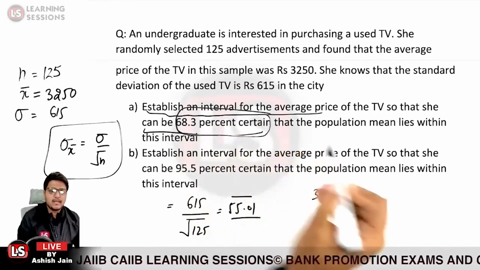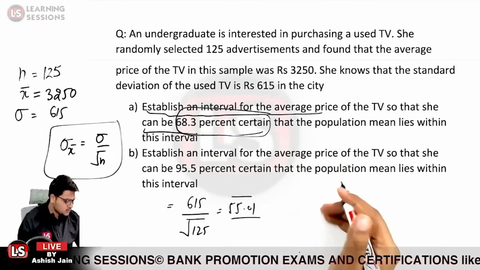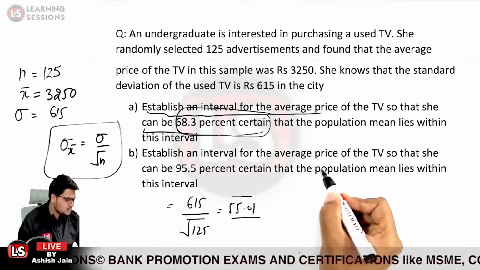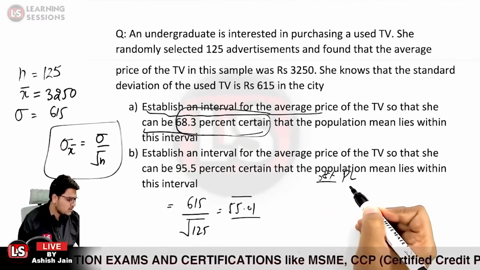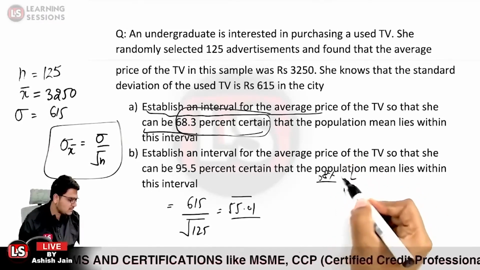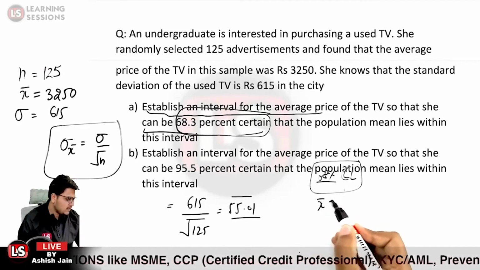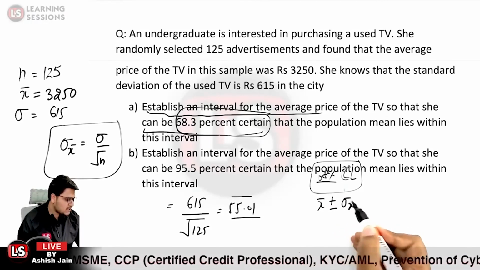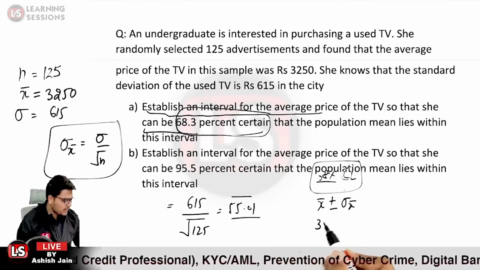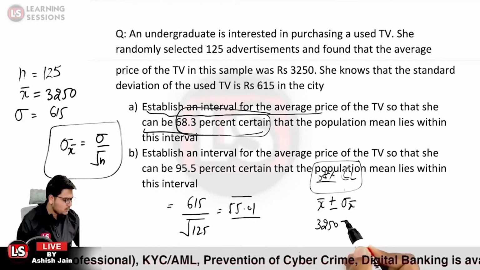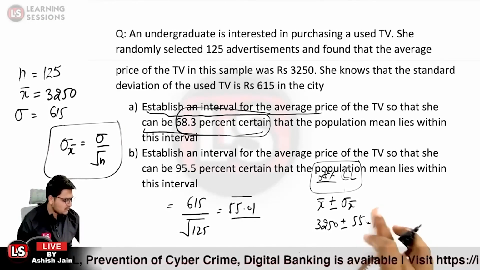What is the formula? Let me write it mathematically so that you can understand it well. For 68.3% certainty, or we can say a 68.3% confidence level, it is CL, confidence level of 68.3. It will be X bar plus or minus sigma X bar. This is the formula, and this is what you need to solve. We already have all the values, so it will be 3250 plus or minus 55.01, or we can simply say 55.